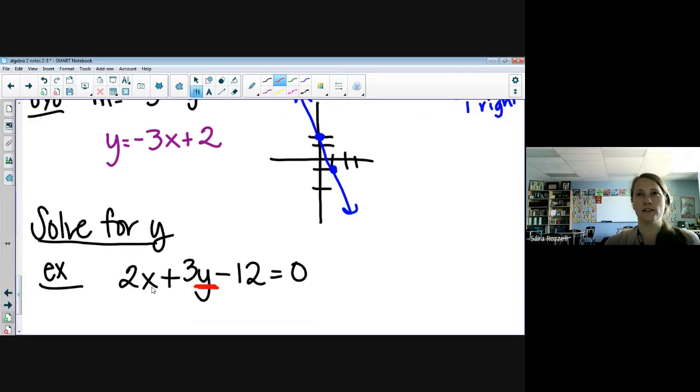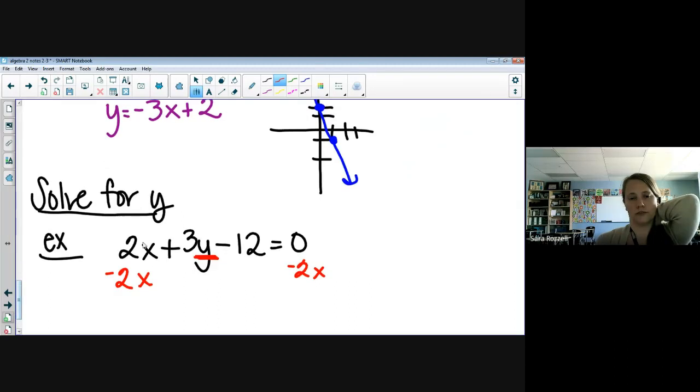So I like to move the x first, just because. So let's go ahead and move it. This x was positive, so for us to move it, we need to subtract. So we're going to minus 2x on both sides. That's going to go away here, right? And we have 3y minus 12 equals negative 2x.